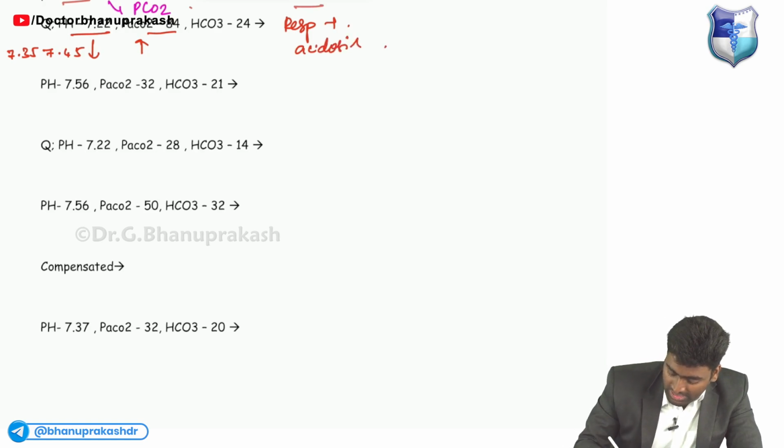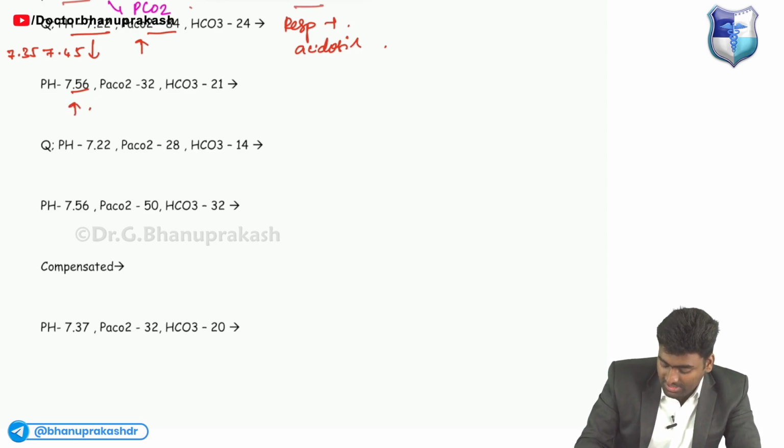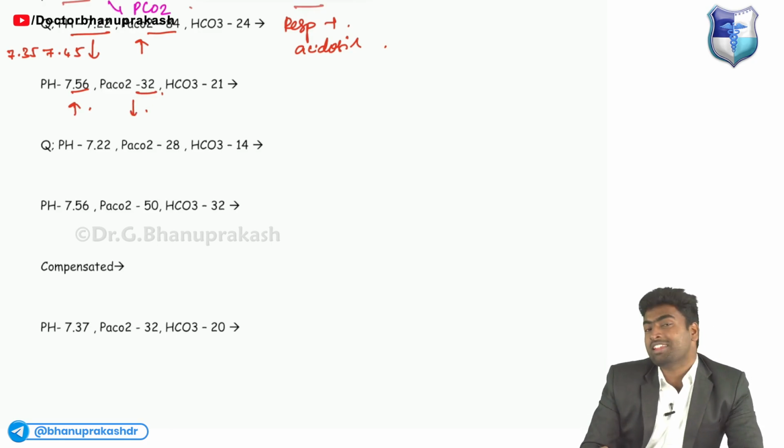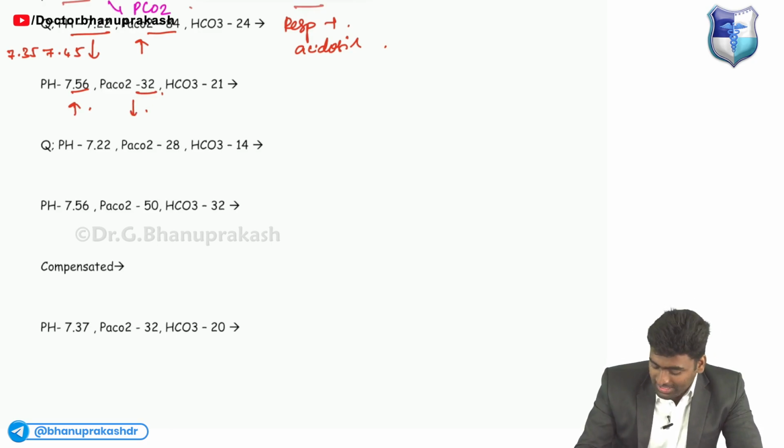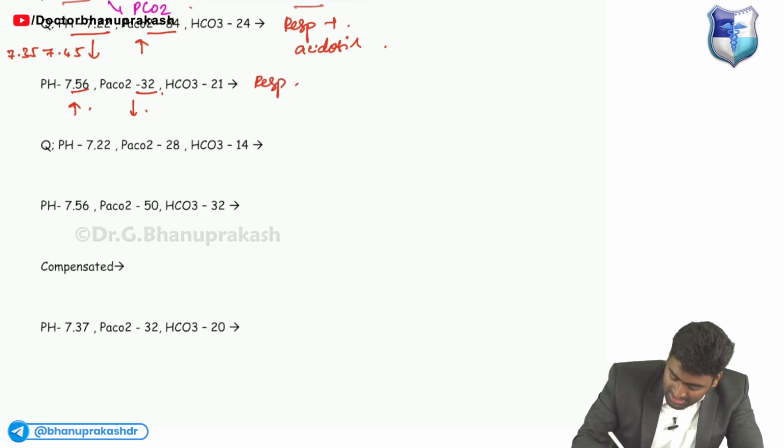Okay, we'll do one more question. If you see the pH here, it is more than 7.45, so the pH is increased. And then PCO2, if you see, it is decreased. If both are in opposite direction, then it is a respiratory problem. Then we'll see the pH.